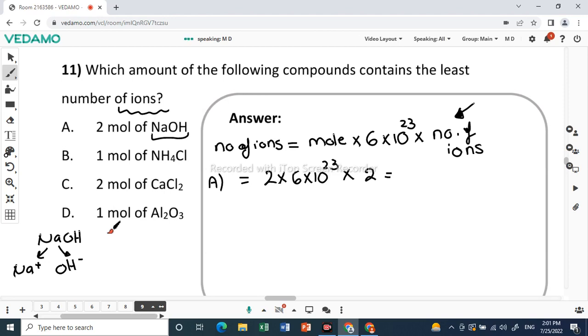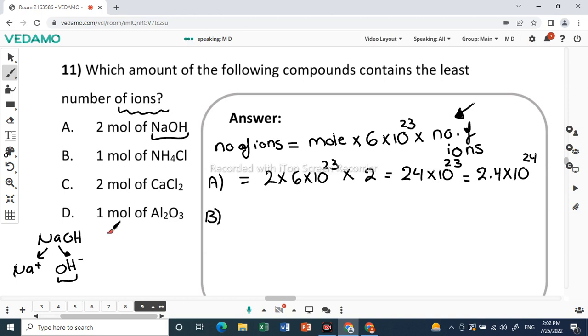But if the question is asking you about the total number of atoms, it's actually 3 atoms. I've got 1 sodium, 1 oxygen, 1 hydrogen. But as an ion, the OH together is considered 1 ion. So 2 times 2 is 4. 4 times 6 is 24, multiplied by 10 to the power of 23. I'm going to rewrite it into scientific notation. It's up to you actually, but I prefer to rewrite it into scientific notation.